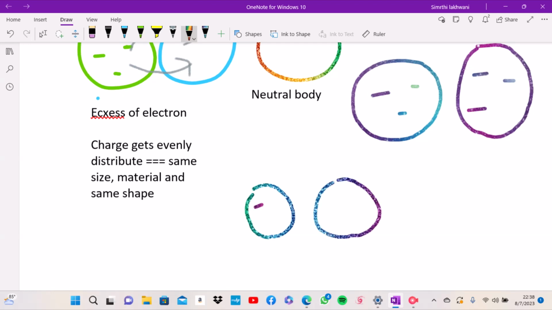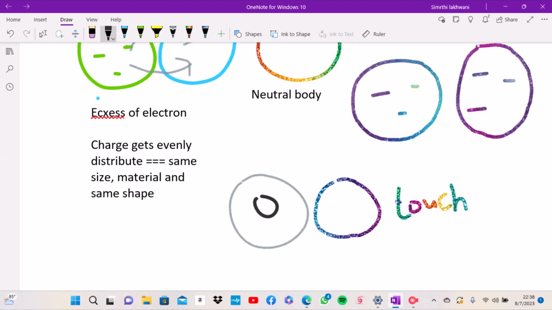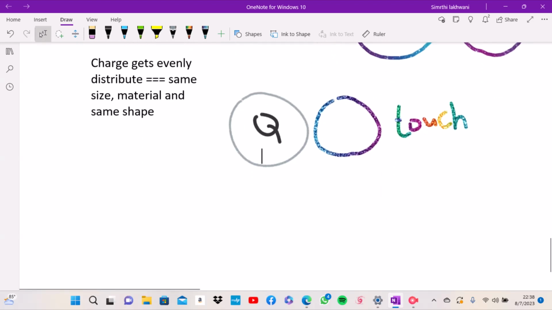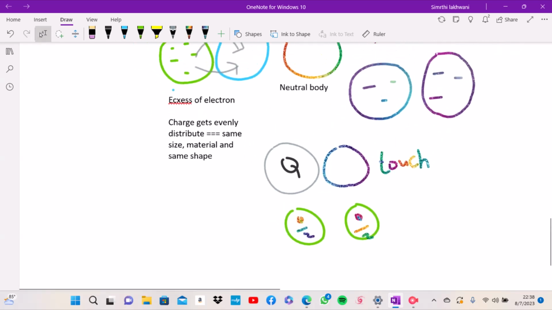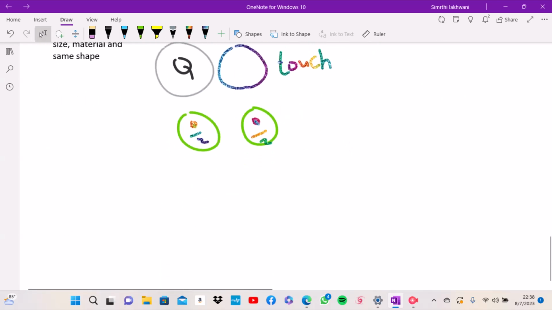For example, consider that the charge I was having was here, and the charge was Q. After some time when it gets touched, the new charges will be Q upon 2 here, and Q upon 2 here also. So I hope this conduction method is clear to you.